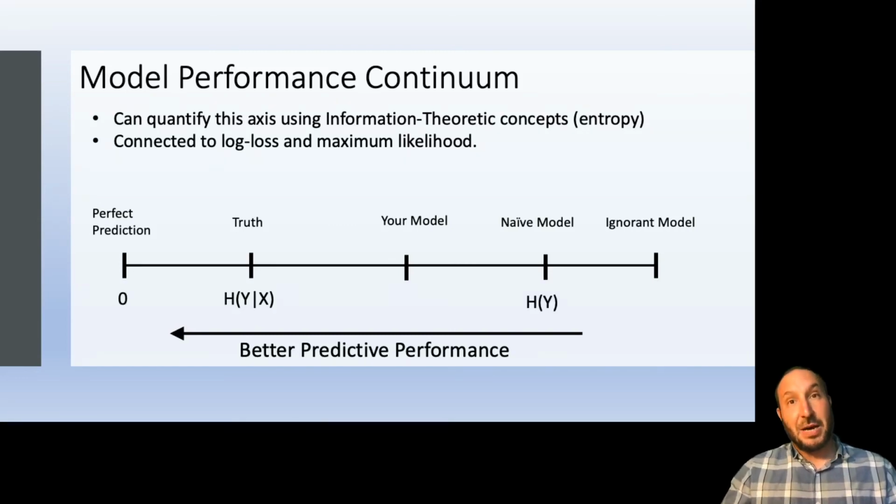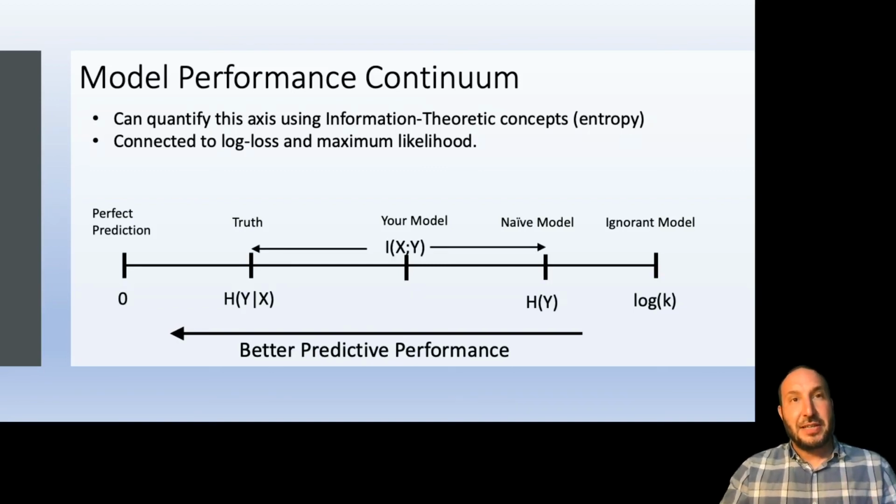Now, this naive model that we described, that's going to have a performance of H(Y) unconditionally. The entropy of y represents our naive prediction where we know the distribution of y, but we don't know anything about how y relates to x. And similarly, our ignorant model is going to be an extreme situation where y is the uniform distribution.